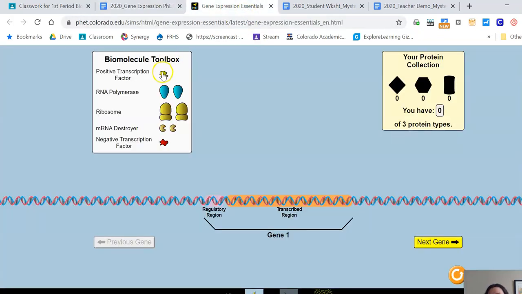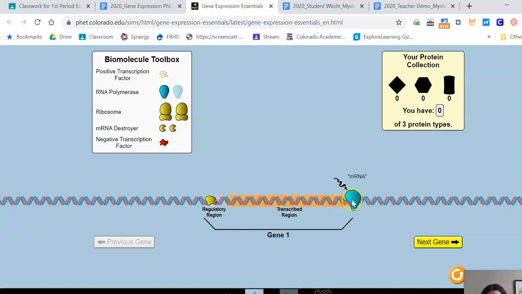All right, so positive transcription factor, I'm going to grab it. And look down here, I've got this little outlined yellow box, which is where I'm going to place it. My next part of the instructions tell me to grab an RNA polymerase. So I need to make sure I leave that positive transcription factor there. I'm going to grab the RNA polymerase and I can see where it's supposed to go in that dotted line outline. Okay, now it's starting to transcribe.